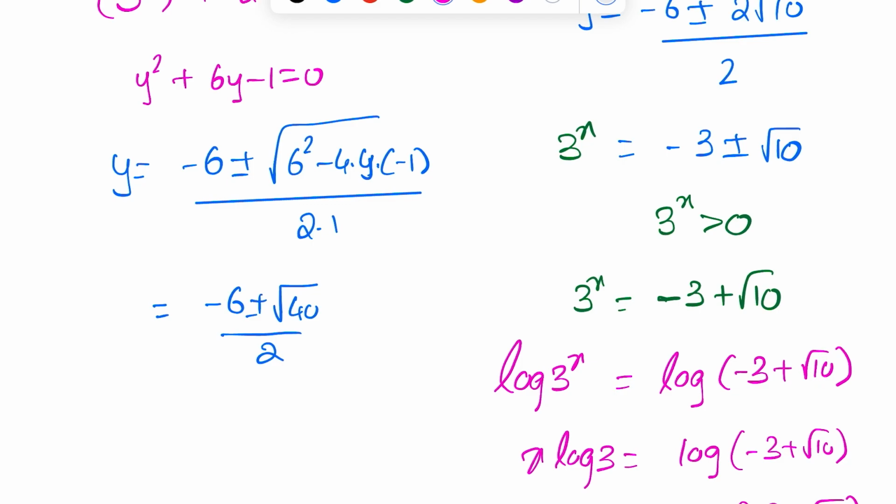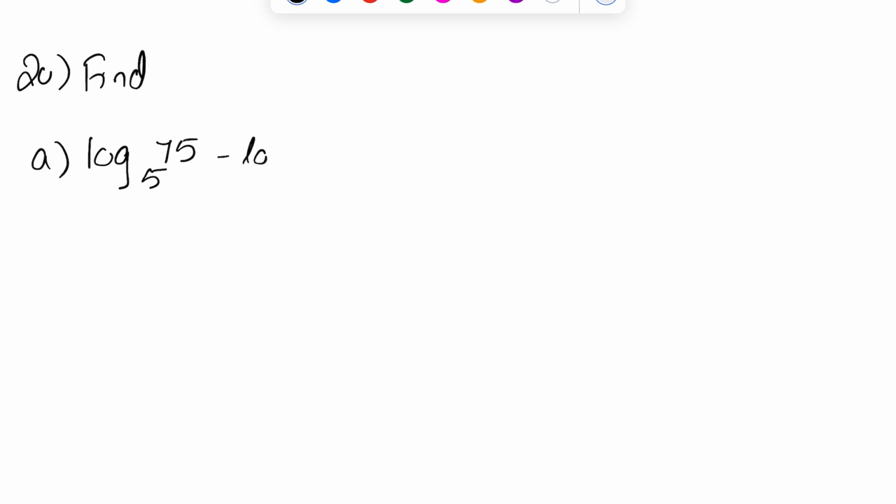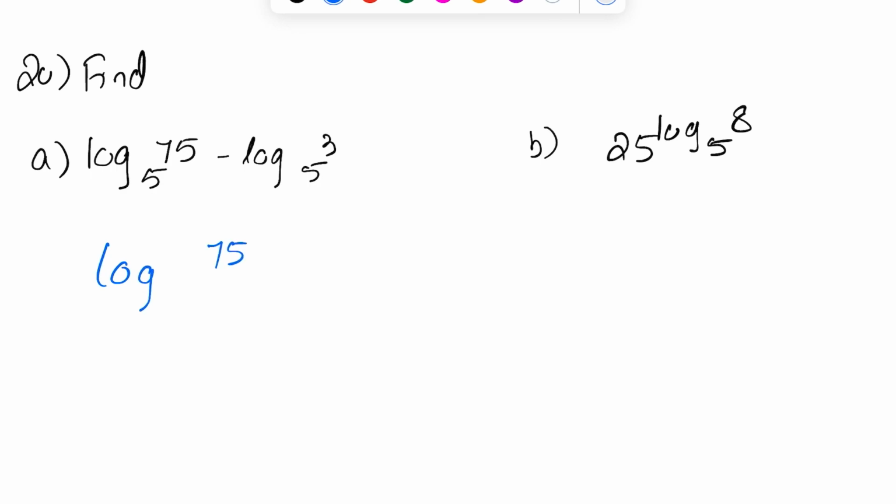Now come to question number 20. Find the value of part A: log 75 to the base 5 minus log 3 to the base 5, and 25 to the power of log 8 to the base 5. So subtraction becomes division: log of 75 upon 3 to the base 5. 75 upon 3 is 25, to the base 5. 25 can be written as 5 square, to the base 5. 2 comes to the front, log 5 to the base 5, which is 2.